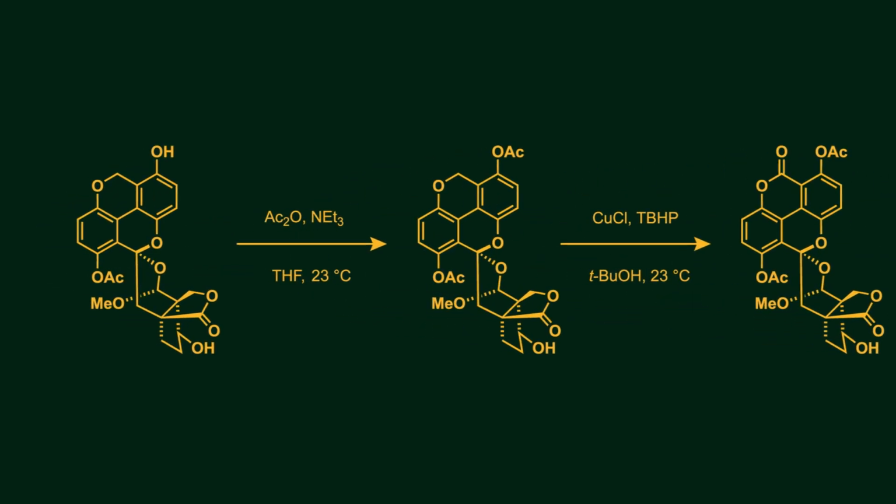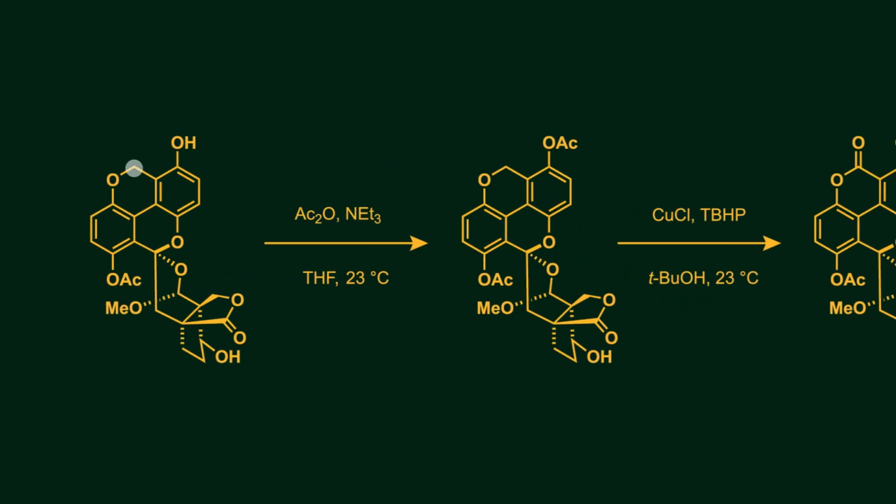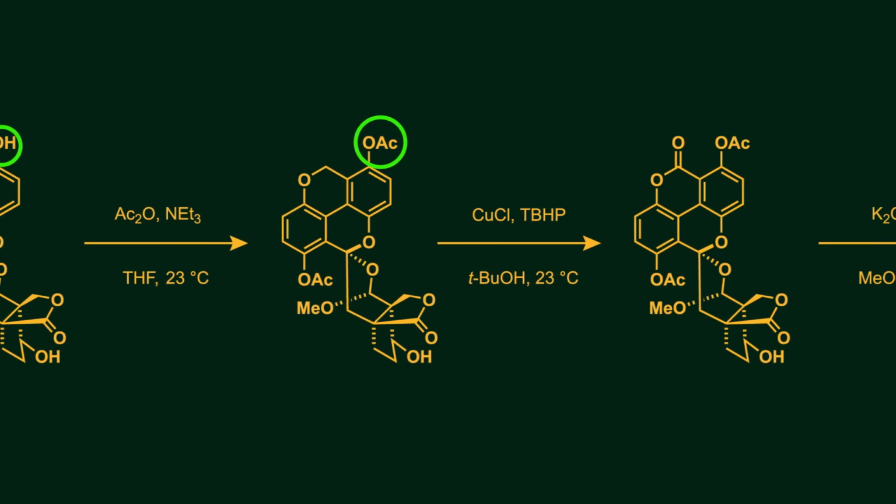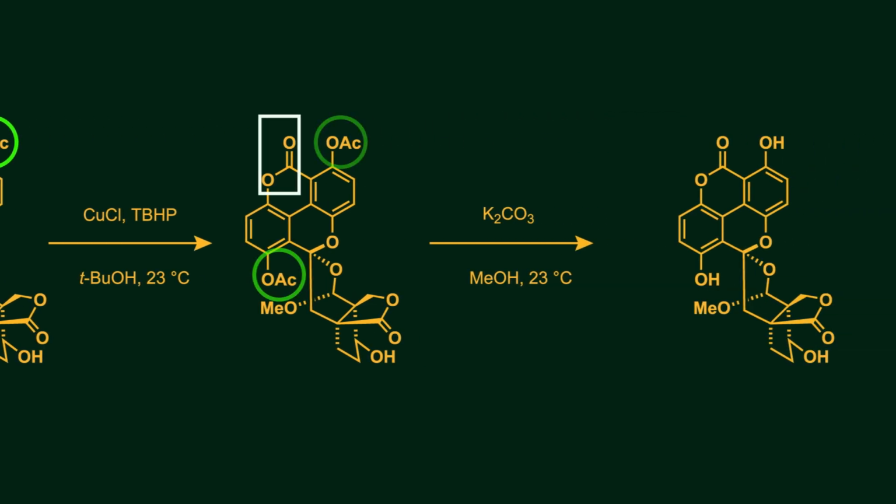In the next step, the carbonyl group should be installed on this carbon atom. Before benzylic oxidation, the phenol should be protected, so it was converted into an acetyl ester. The authors pointed out that standard conditions for benzylic oxidation resulted in decomposition. However, employing a copper-mediated oxidation protocol in the presence of TBHP allowed the formation of the lactone. Finally, the deprotection of the acetyl group using potassium carbonate afforded the target molecule.